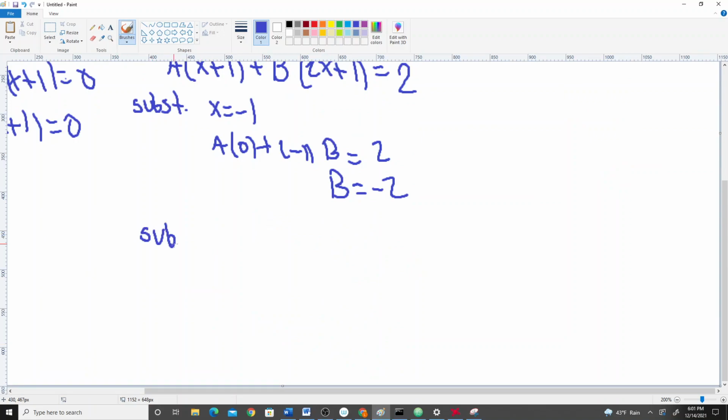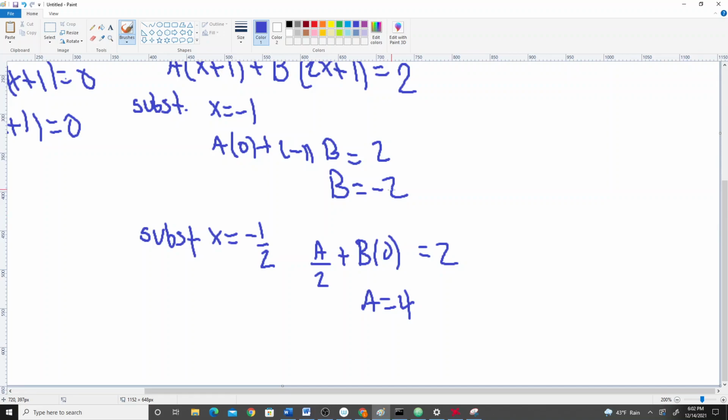Now I'm going to use the substitution x is equal to negative 1/2 to solve for A. When I do that, I get A over 2, and then B goes to 0, is equal to 2. Multiply by 2 to solve for A, and I get A equals 4.